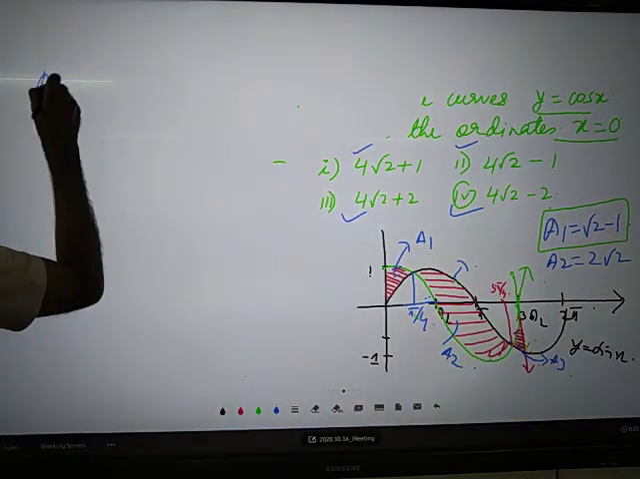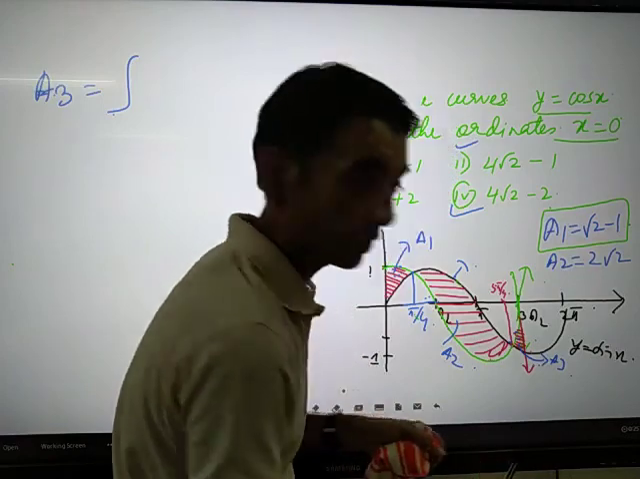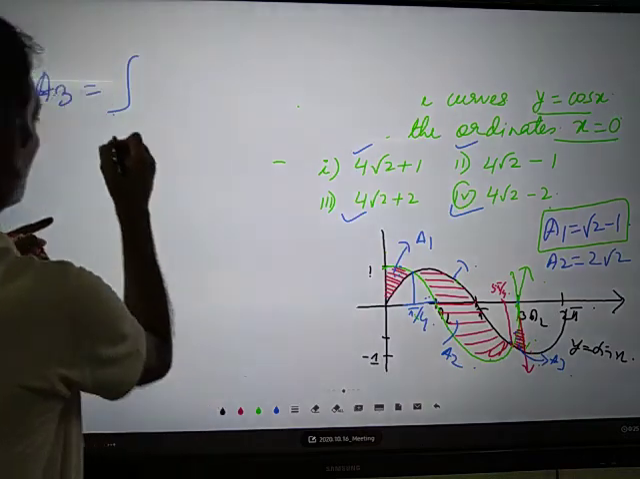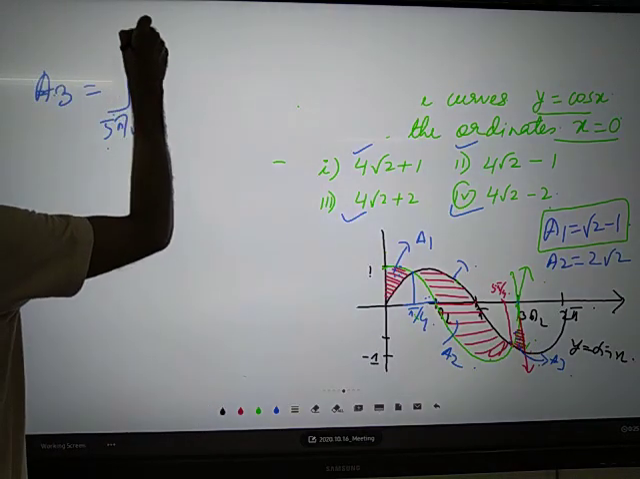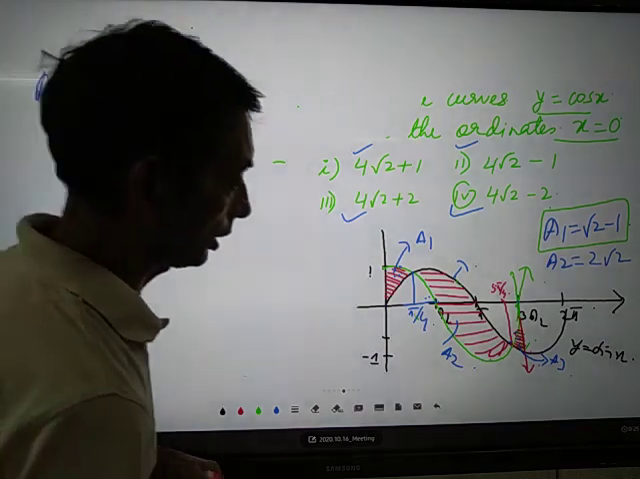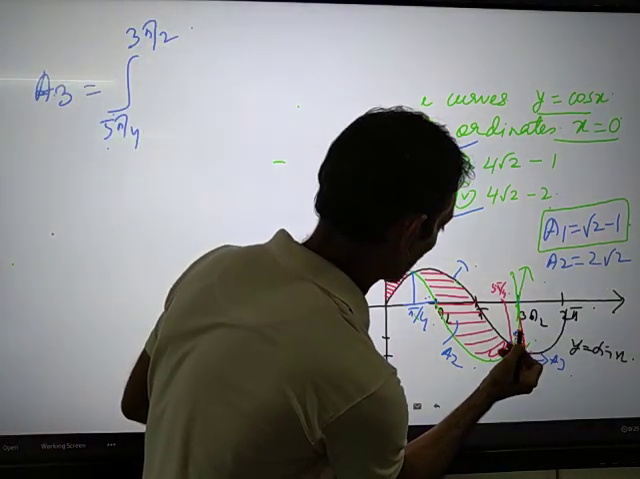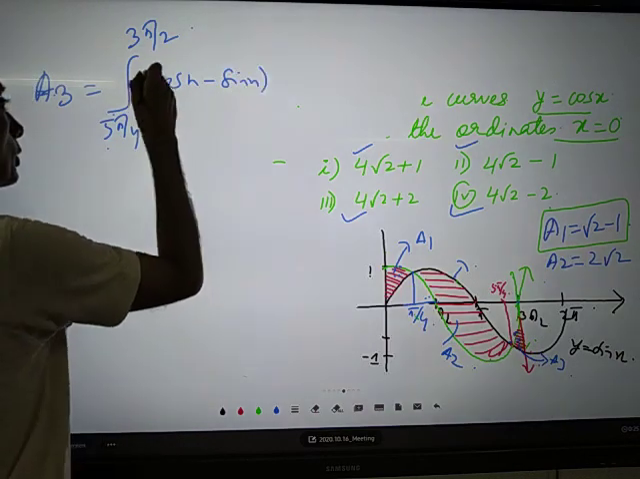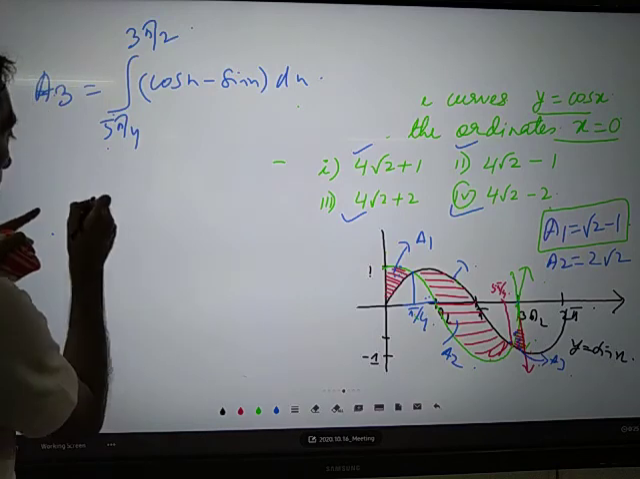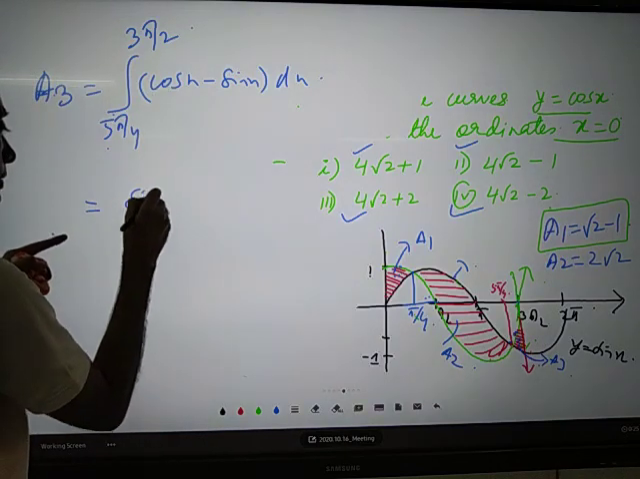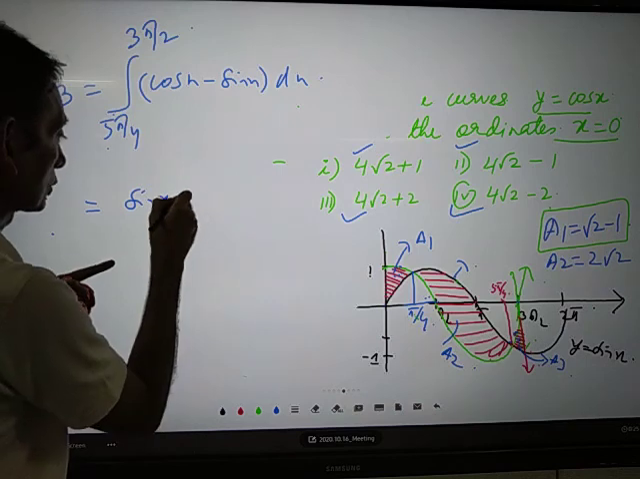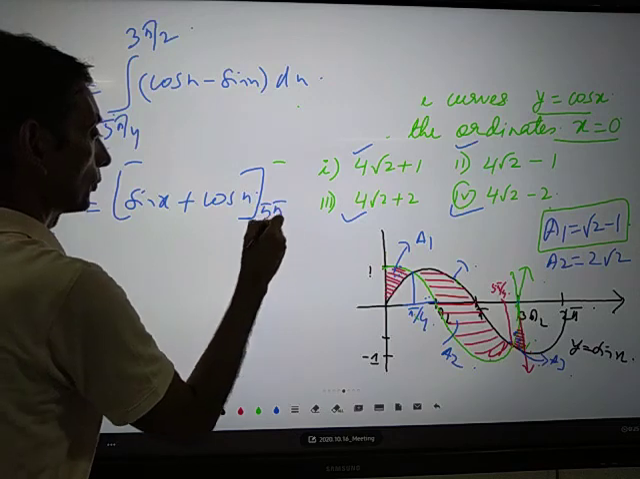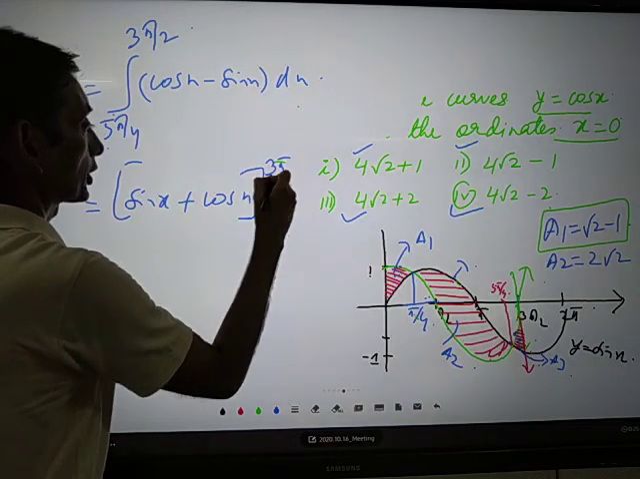So that is a3. a3 will be, we'll just integrate from 5 pi by 4 to this one. This point is 3 pi by 2, so 5 pi by 4 to 3 pi by 2. Now here, for these portions, cos x is greater than sin x. So cos x minus sin x dx. Now we'll integrate. Integral of cos x is sin x and integral of sin x is minus cos x, so it's plus cos x. Right? 5 pi by 4 to 3 pi by 2.